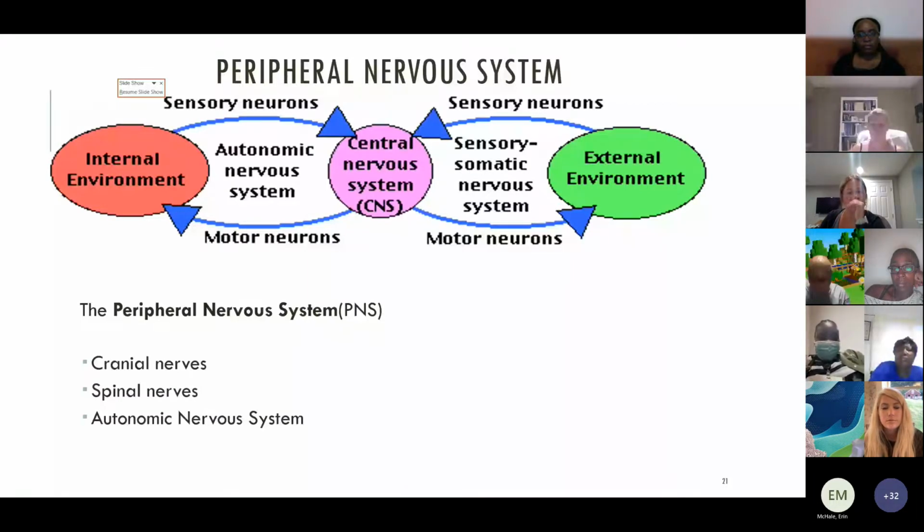So we talked about the central nervous system. So the peripheral nervous system is our sensory neurons. The PNS is going to consist of all the sensory and motor neurons outside of the central nervous system. So the cranial, the spinal, the sympathetic, and the parasympathetic nerves.